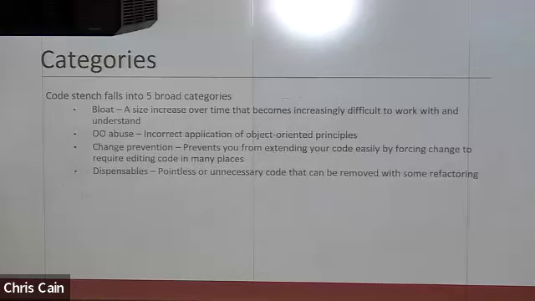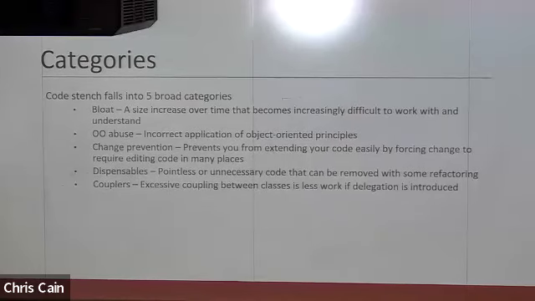Dispensables are completely pointless code. You can just straight up delete it and it does not affect your output at all. So you can either just straight up delete it, or with some potential refactoring, you can move it to somewhere else in a simpler form and then delete it. Finally, we have couplers. This means that you have 2 classes that work way too closely together. They know way too much about each other, and they're very interrelated. A change to one class is going to require you to make changes to the other class.